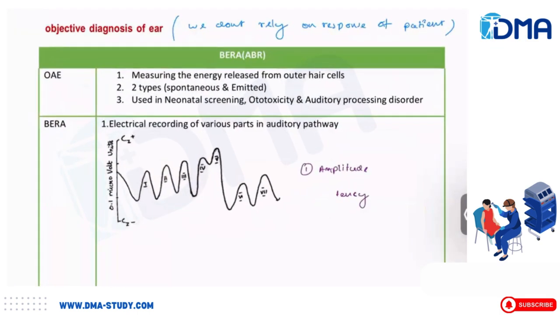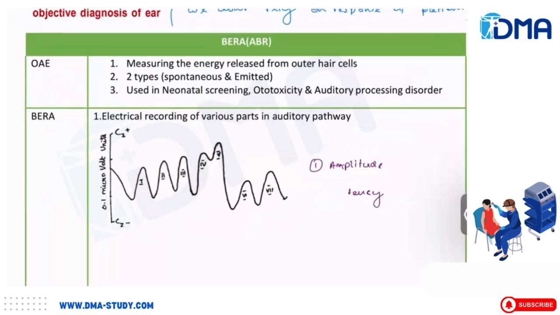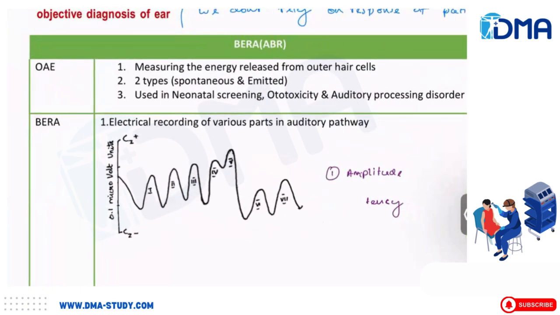So we have 3 tests in it. Number 1 is otoacoustic emission. These outer hair cells will recurrently emit some energy. That energy can be recaptured by a device called the OAE device. So measuring the energy released from outer hair cells is called OAE. There are 2 types: spontaneous and evoked.